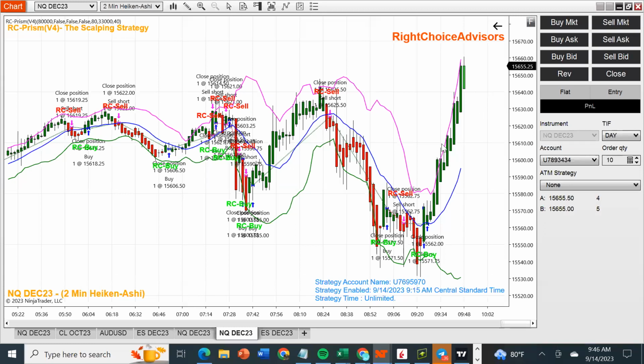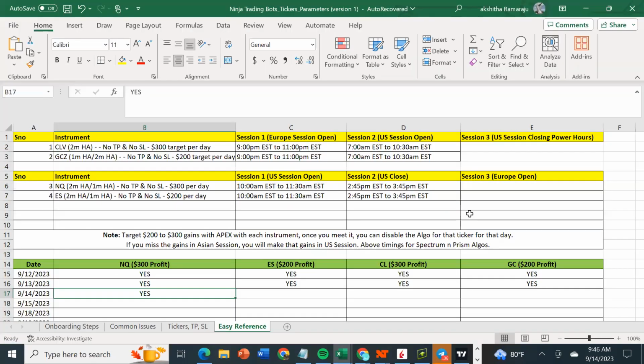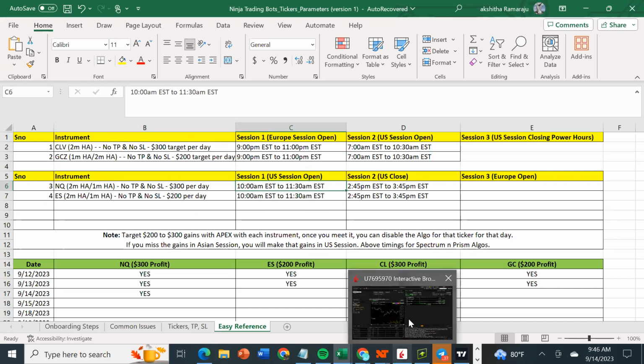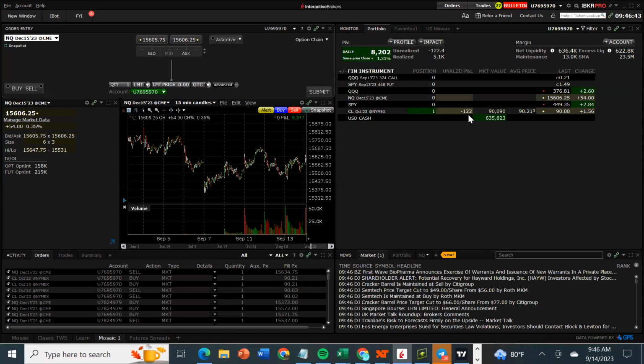That is where most of the members lose. They want to run the bot throughout the day, right? So if you see, that's what is happening with CL. I know I enabled it at a wrong time, but 7 to 10:30 is where generally crude oil will move well. This is the time where ES and NQ will move well. So that's why we are seeing some small losses with crude oil, because it is not the right time to do it. I have minus 122.